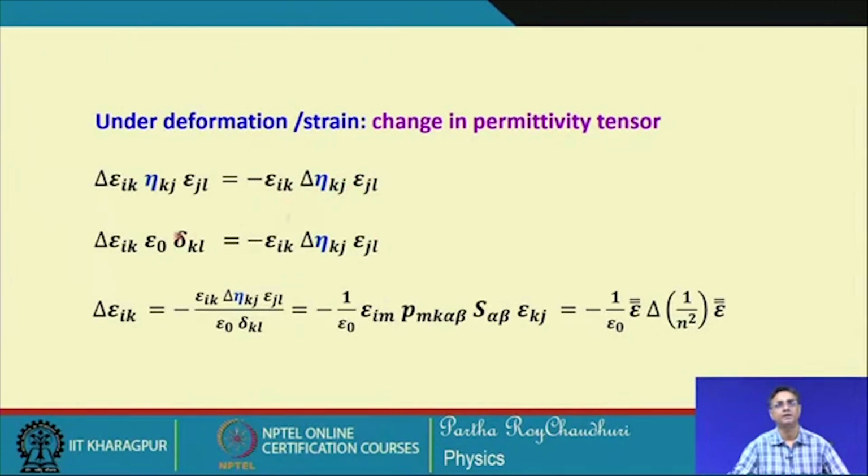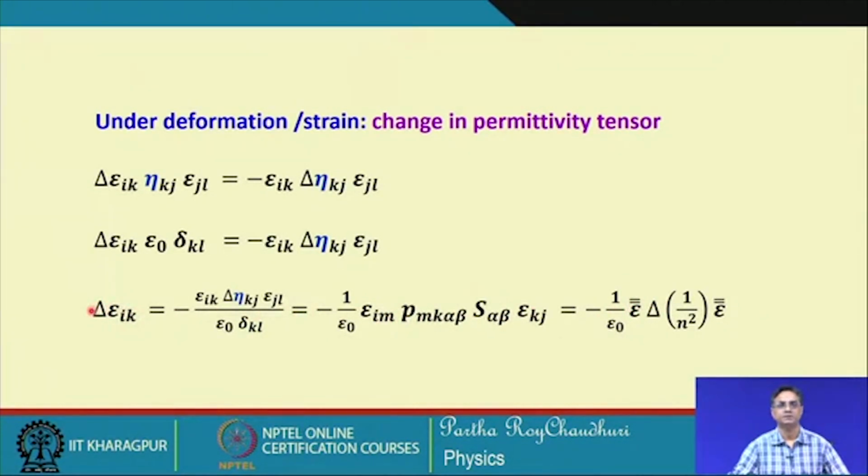If we write in this form, then we can write this in this form, and because this quantity eta kj eta jl can be written as this, therefore, delta epsilon, this quantity comes to the denominator, and you can write this in the expanded form with all the indices. We can write that epsilon im, this is the strain optic coefficient tensor, and this is the strain tensor, and this is the permittivity tensor. So, this is a very useful relation to calculate the change in the permittivity: the change in the permittivity is the change in the impermeability multiplied by the old permittivity tensors.